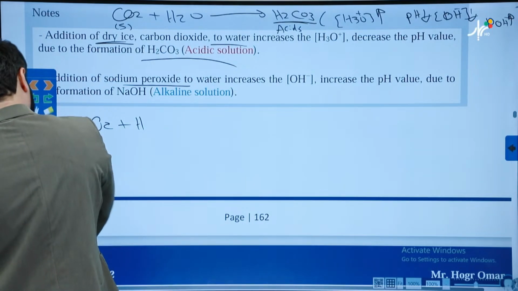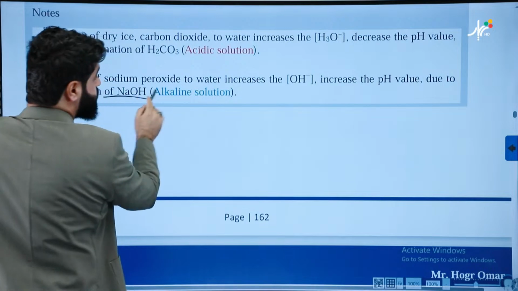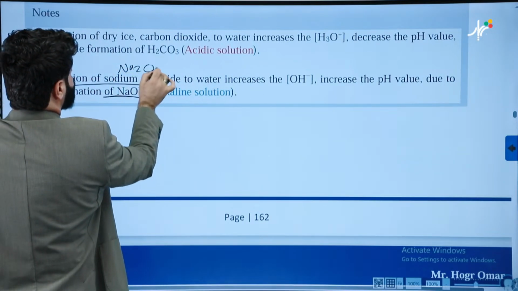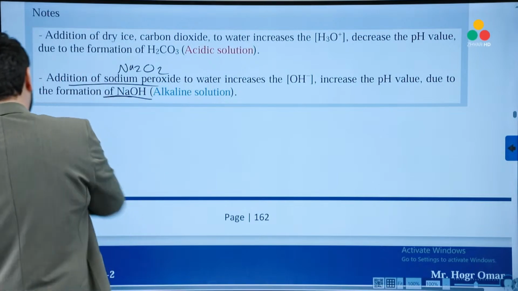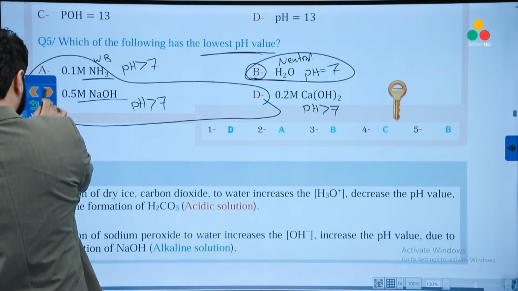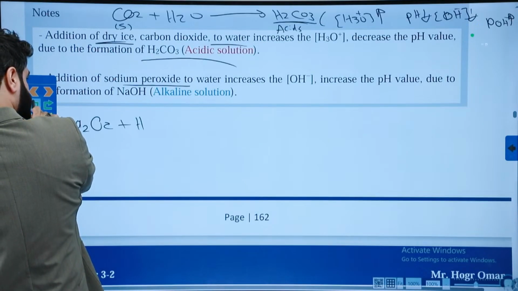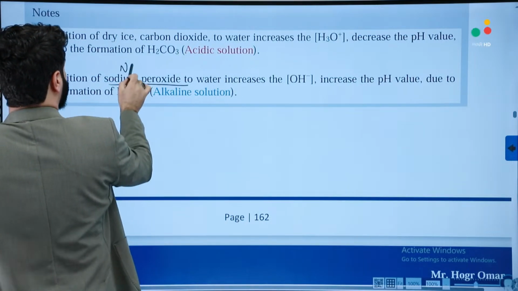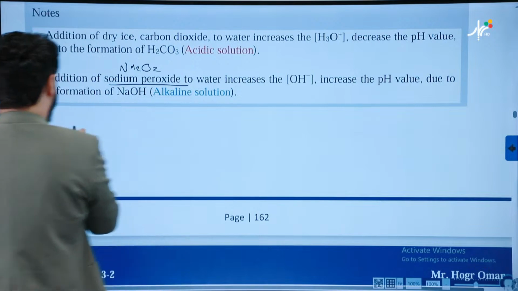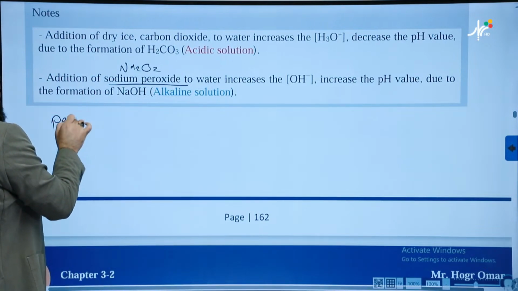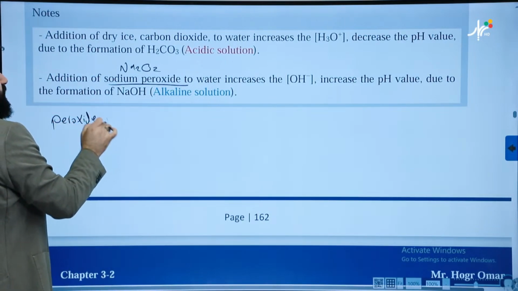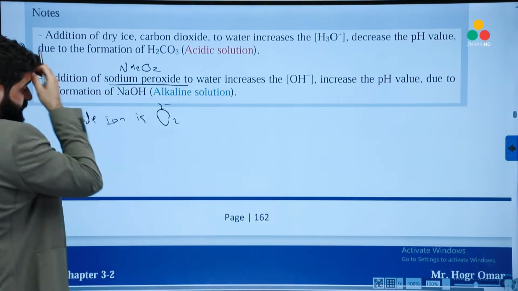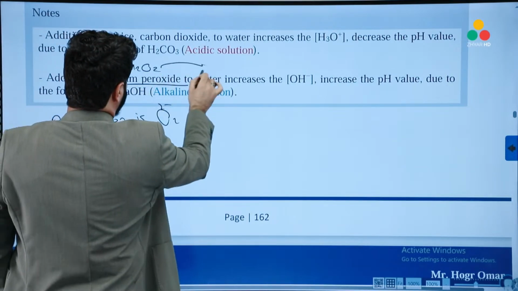Let me delete this. I'm going to write from the first. Addition of sodium peroxide. This is sodium peroxide, Na2O2. Wait. Okay. Sodium peroxide is Na2O2 because the peroxide ion is O2 with a negative 2 charge. Okay, this is sodium peroxide to water.